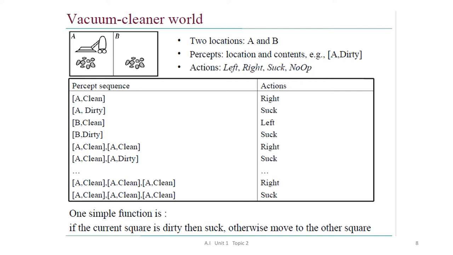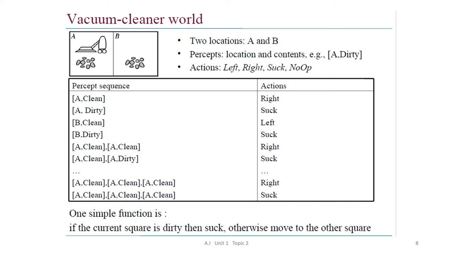If there is dirt in the square, suck it. If there is no dirt, perform no operation, that is, do nothing. The basic functionality of the vacuum cleaner world is: if the current square is dirty, then suck it. Otherwise, move to the other square.